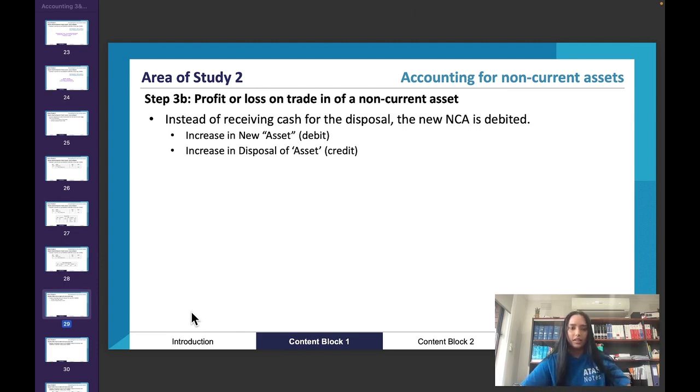Okay, and then step 3B is instead of receiving cash, the new non-current asset is debited. So this is if there's a trade-in of the non-current asset. So instead of selling the non-current asset and receiving a cash value in return of that sale, we have a trade-in of the non-current asset, which means that someone takes a non-current asset and then they give us a trade-in value for when the business purchases a new non-current asset. And so in this case, we would increase the new asset by debiting and increase the disposal of asset by crediting.